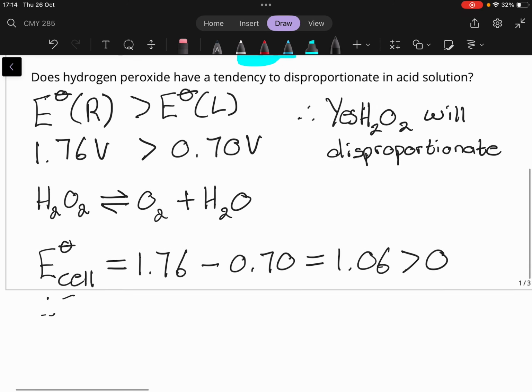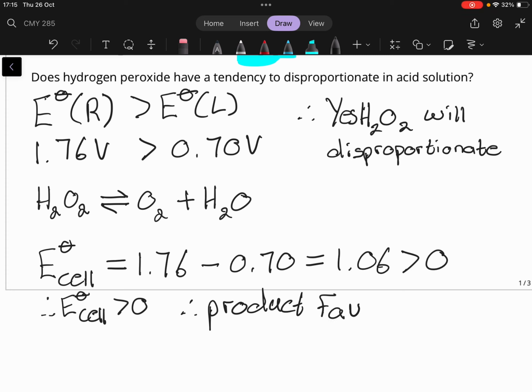So in other words, your E naught cell is larger than 0 for this equilibrium. In other words, it will be product favoring. And if it is product favoring, then it means that this equilibrium, the one here, will of course have a tendency to occur. And what is the reaction actually? It's a disproportionation reaction. That is why H2O2 has a tendency to disproportionate.